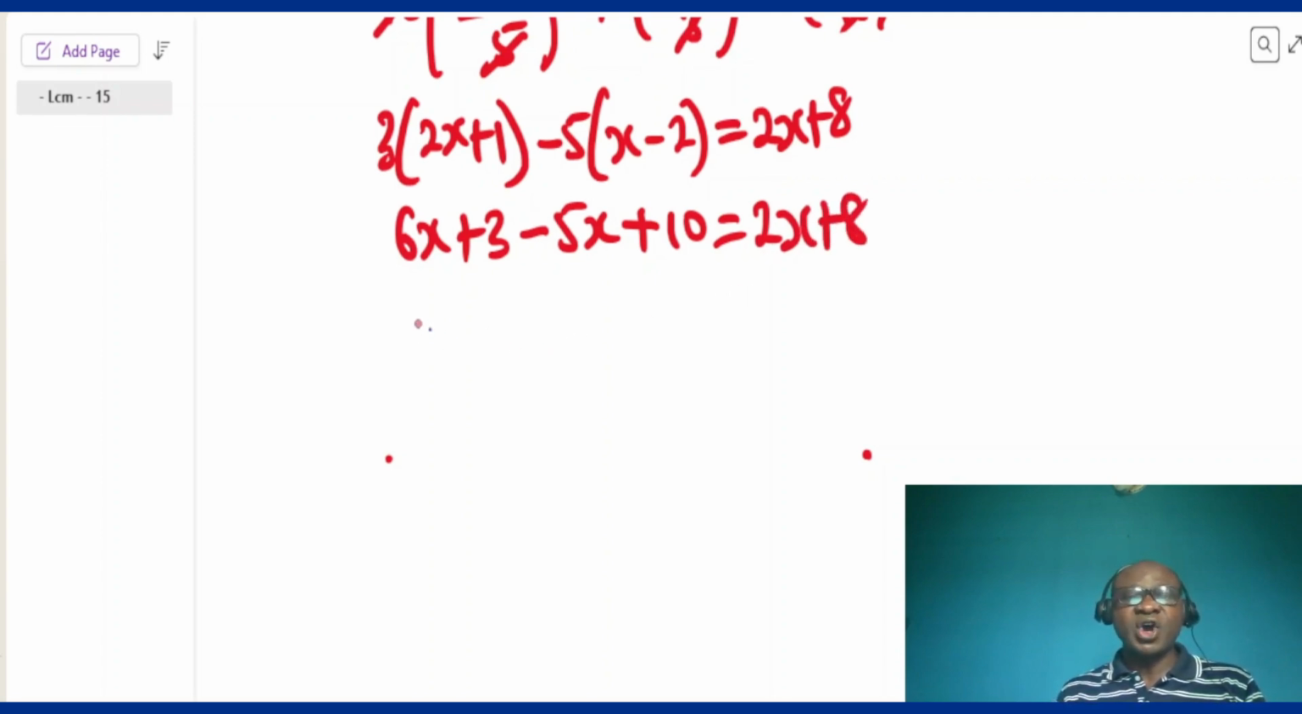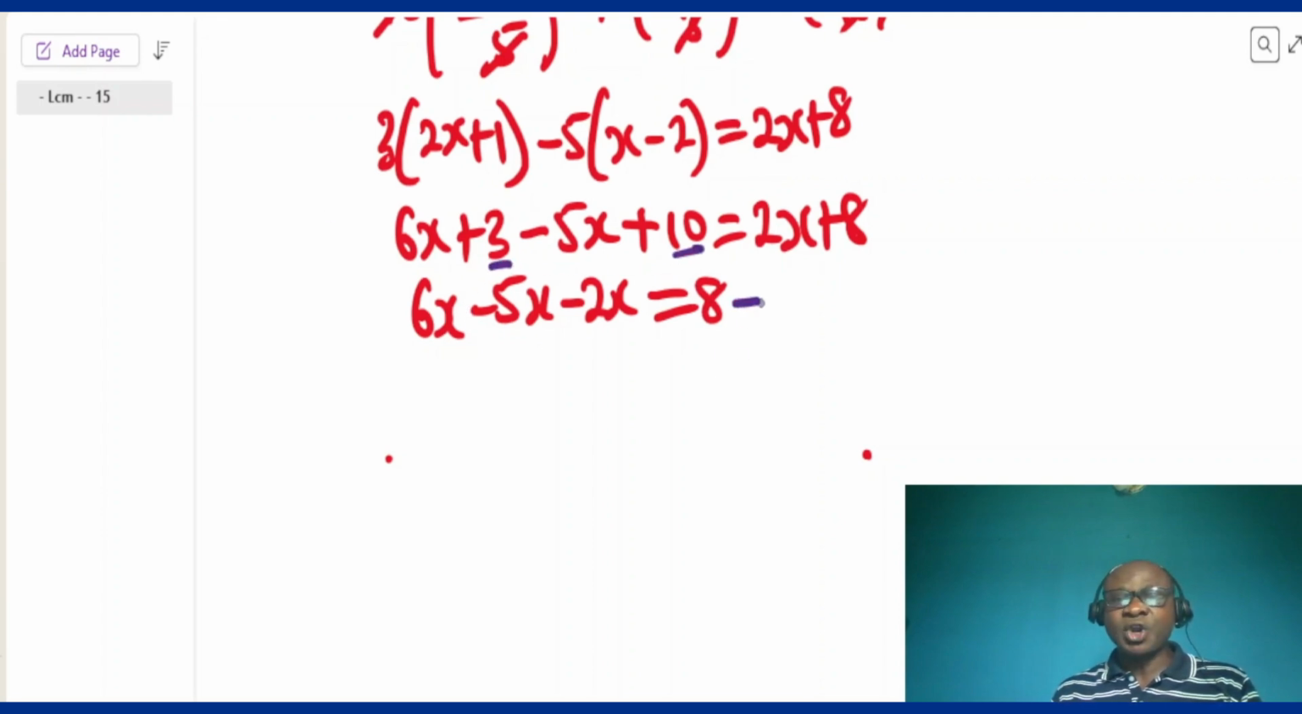So I can now write all the terms with x. That means 6x minus 5x, then subtract 2x, will now be equal to 8. Meanwhile, see here that 3 plus 10 is 13. So if I move it to the right hand side, it becomes minus 13. That is how it will look.